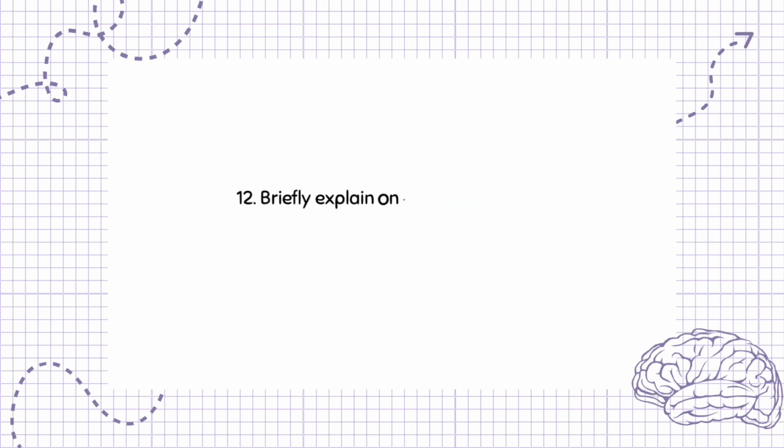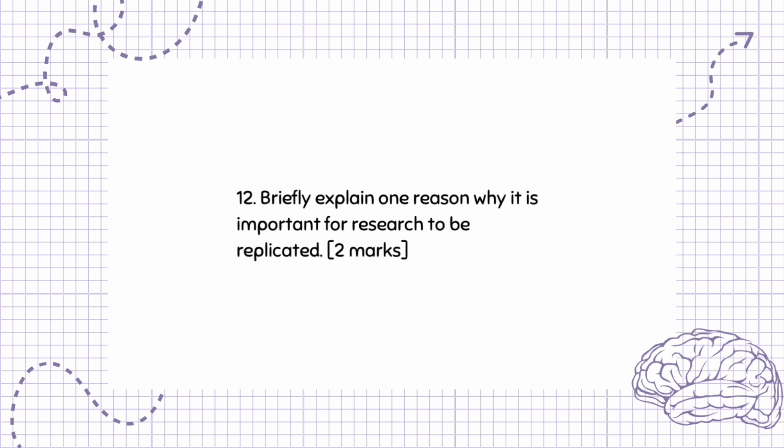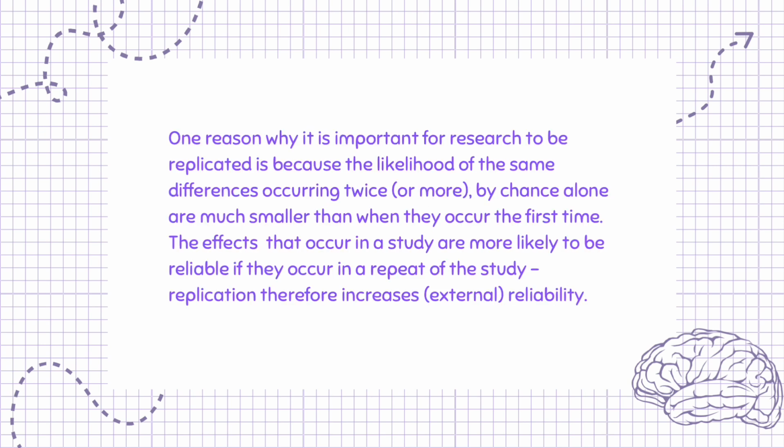Question 12. Briefly explain one reason why it is important for research to be replicated. 2 marks. One reason why it is important for research to be replicated is because the likelihood of the same differences occurring twice, or more, by chance alone are much smaller than when they occur the first time. The effects that occur in a study are more likely to be reliable if they occur in a repeat of the study. Replication therefore increases external reliability.